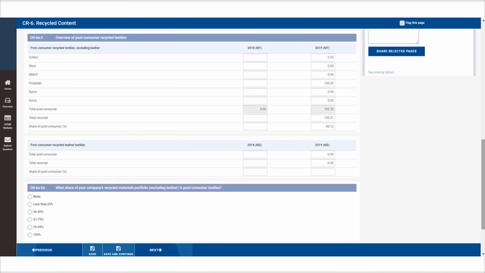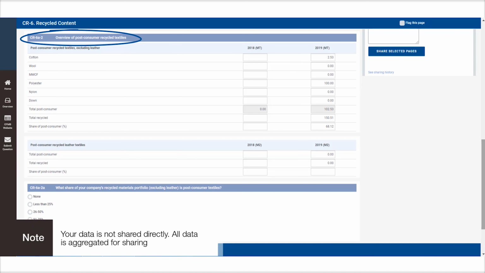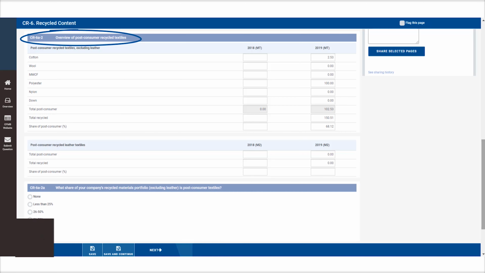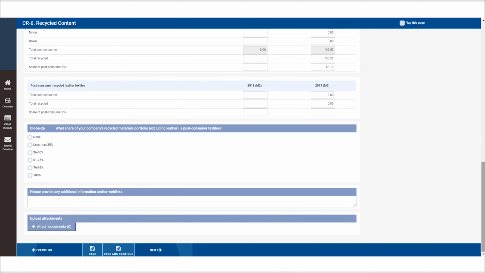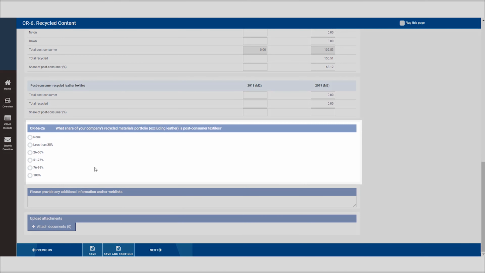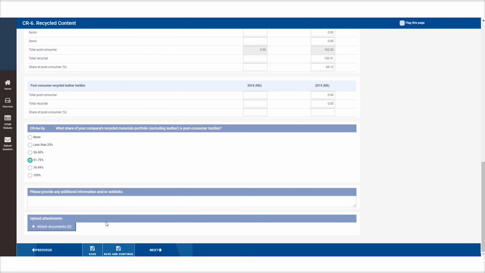Similarly, a summary of post-consumer recycled textiles for 2018 and 2019 is presented by material type. This data is being specifically requested as it will help feed valuable insight back to the sector and help monitor the transformation of the textile system, which will not be truly circular until companies can source end-of-life textile material as the feedstock for new products. Please confirm that this data is accurate, and if so, please select the share of your company's recycled portfolio which is post-consumer textiles. We appreciate that estimates may be inevitable, especially if you are just beginning to report on this.